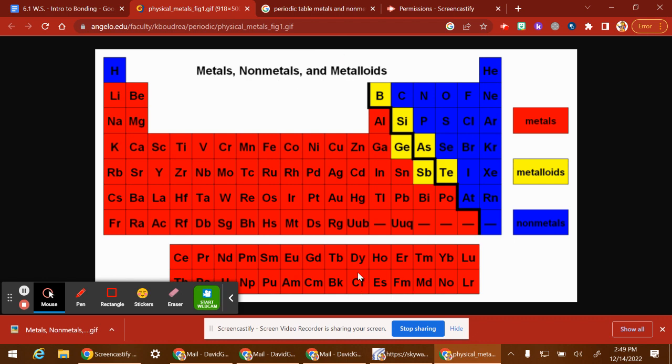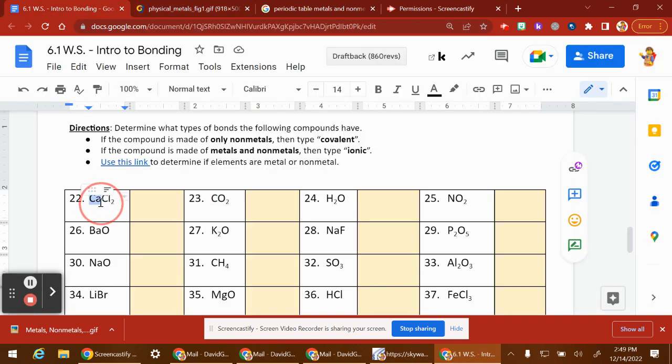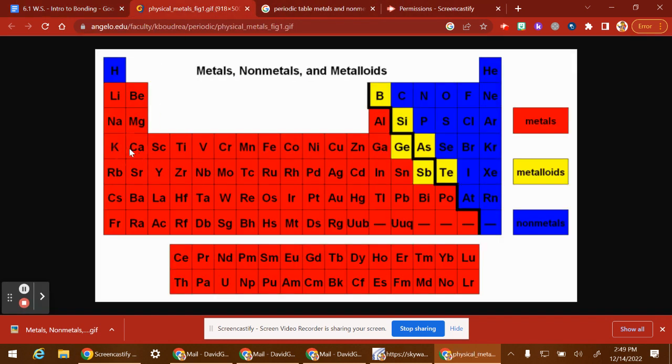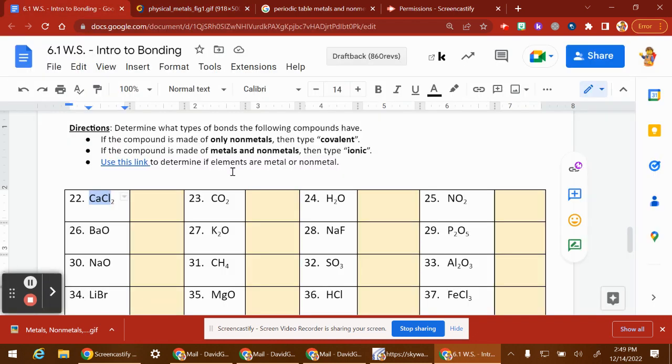I'm going to do a couple of these with you right now to help you out. So let's take a look. All right, so calcium and chlorine. Let's take a look here. Calcium is here. It's a metal. And chlorine is here. It's a nonmetal. So metal, nonmetal, this is an ionic bond. We can just write ionic.